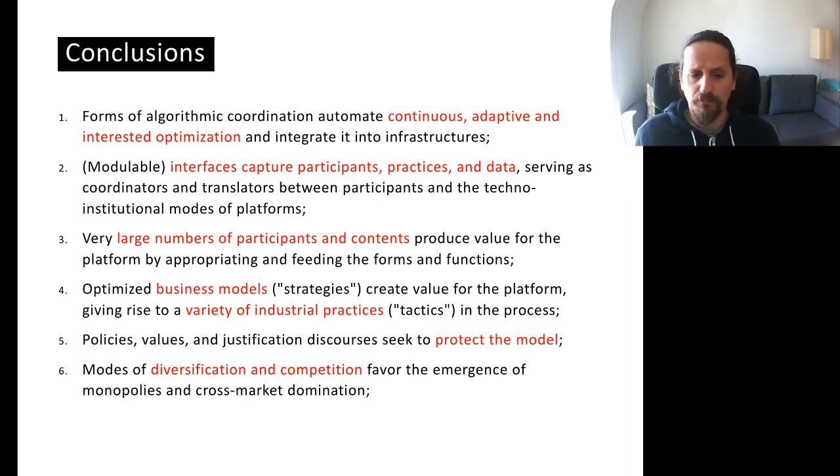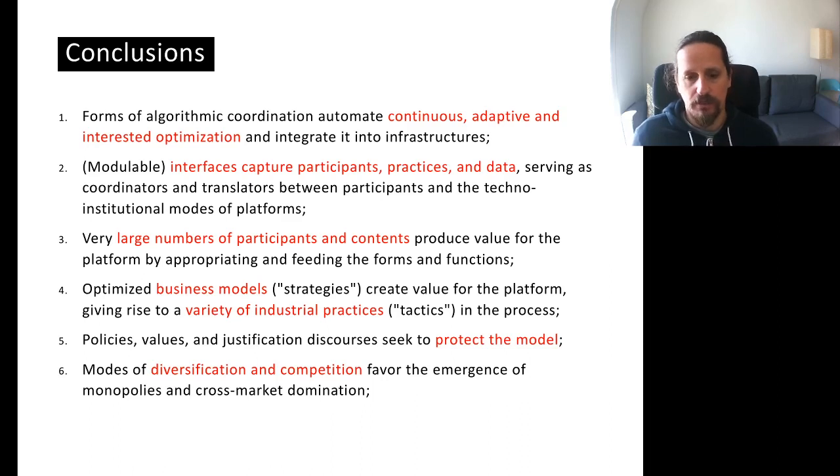So part of those revenue streams then go elsewhere, maybe like merchandising or other ways. Then we have policies, values, and of course justification discourses that seek to protect this existing model, and I think that process has really become quite interesting over the last years. And then my last point was diversification and competition of individual companies and between companies.